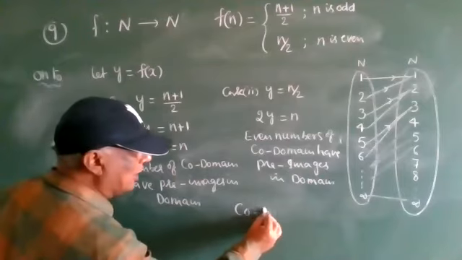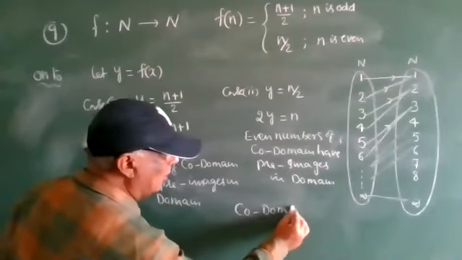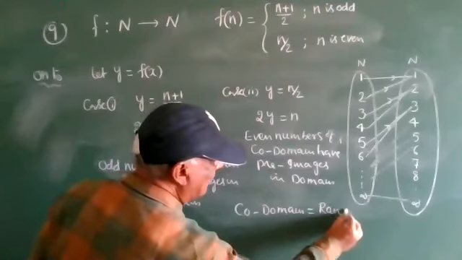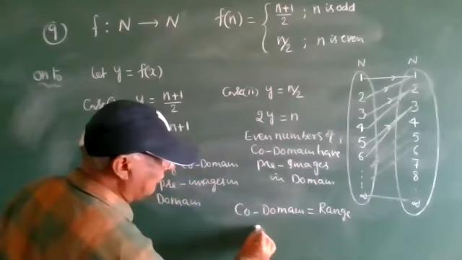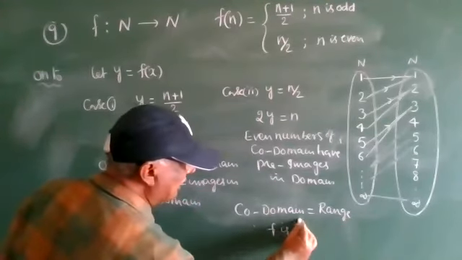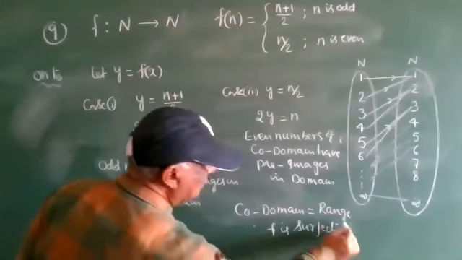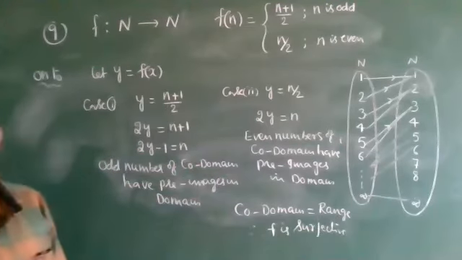Codomain is equal to range. Therefore, f is surjective. But it is not bijective.